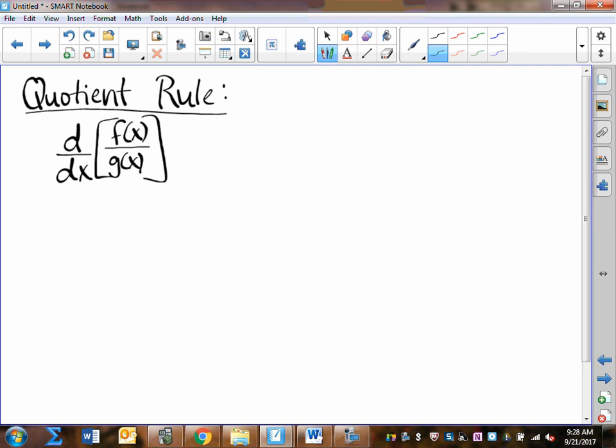Now again, the disclaimer: anytime that we're dividing, make sure that whatever your function is in the denominator is not zero at the point that you might be investigating. And again, this is unfortunately not just the derivative of the top divided by the derivative of the bottom. It's a more complicated formula.